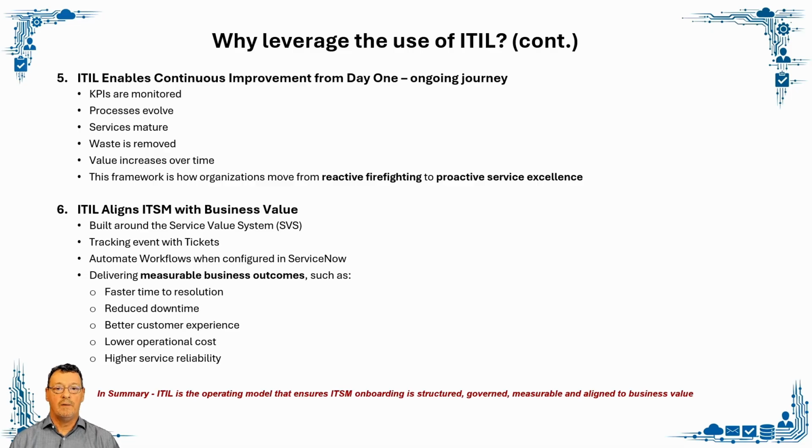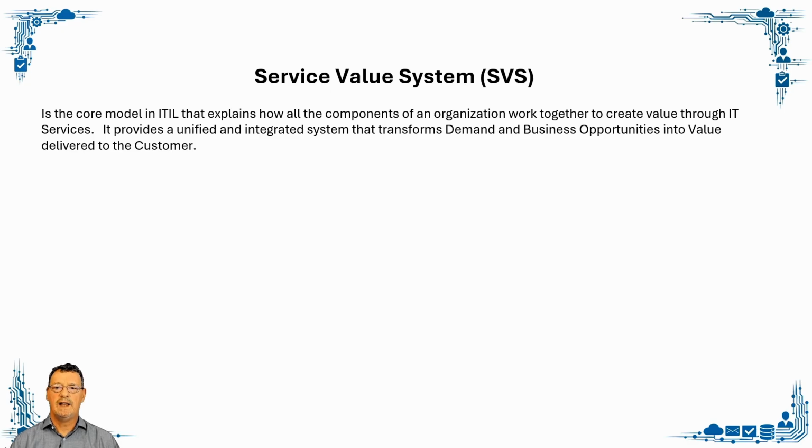And then the business value part of it, again, the next slide is around the service value system, or SVS. The whole point is to deliver measurable business outcomes. Faster resolution, reduced downtimes, better CSAT, lower the cost to support and maintain, and increase reliability so the customer's happy. That's the goal at the end of the day. So what is this service value system? Well, it's the core model within ITIL that explains how an organization works together to create value to support and deliver IT services. There are 5 key elements part of the SVS system.